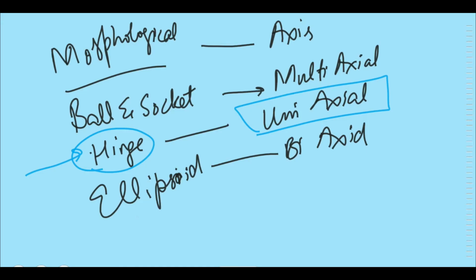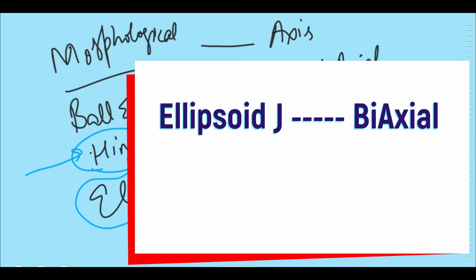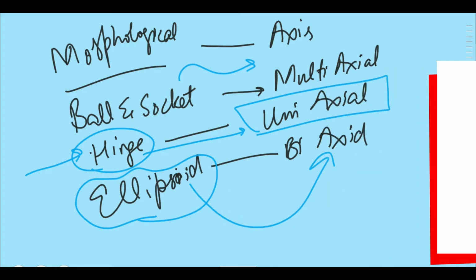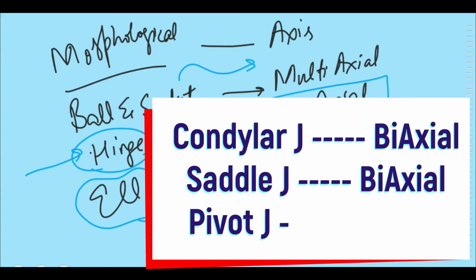For example, you are thinking about a joint on the basis of shape. You decide it's an ellipsoidal joint. Then it must be biaxial. It's a condition. An ellipsoidal joint must be biaxial. A hinge joint must be uniaxial. A ball and socket joint must be multi-axial. A condylar joint must be biaxial. A saddle joint must be biaxial. A pivot joint must be uniaxial. These are conditioned pairs.